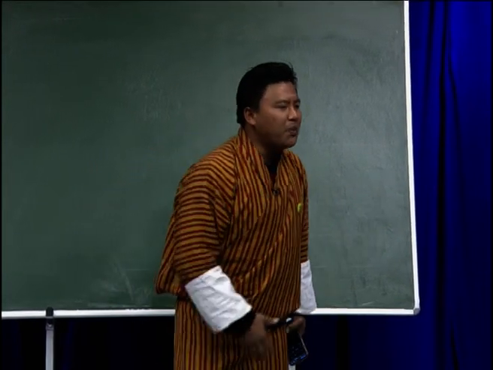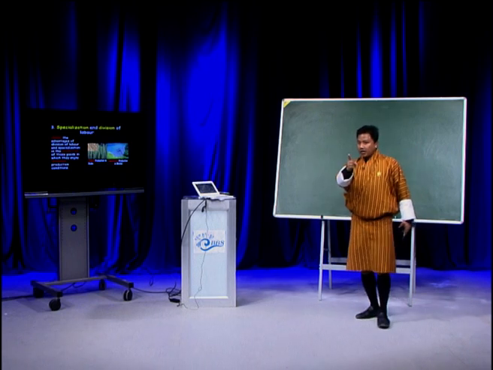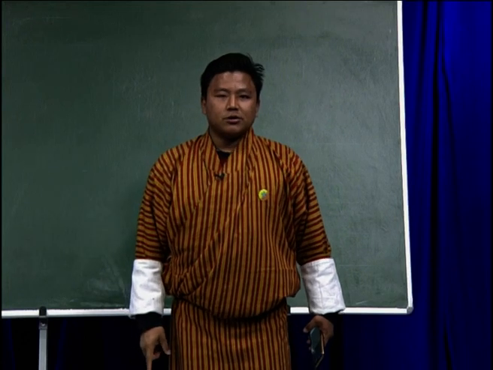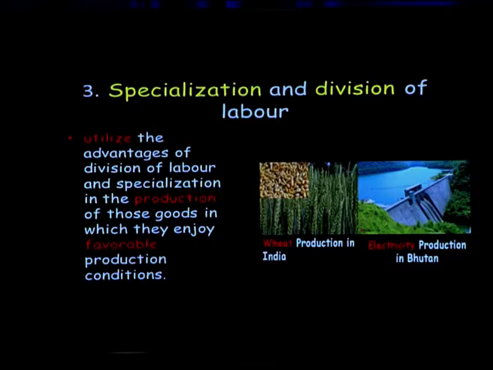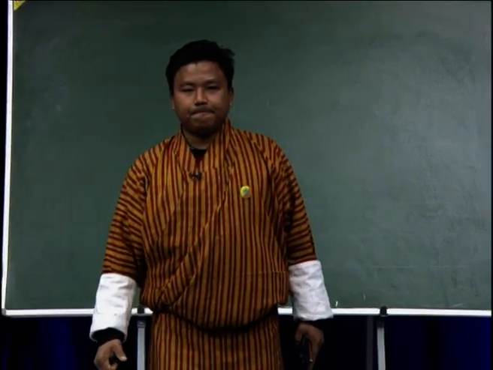Similarly, India has advantages in production of wheat. Why? Because of the geographical location, because of the fertile land in India, because of resource endowment and technology, India can specialize in production of that commodity. Hence, it enhances the specialization and division of labor.